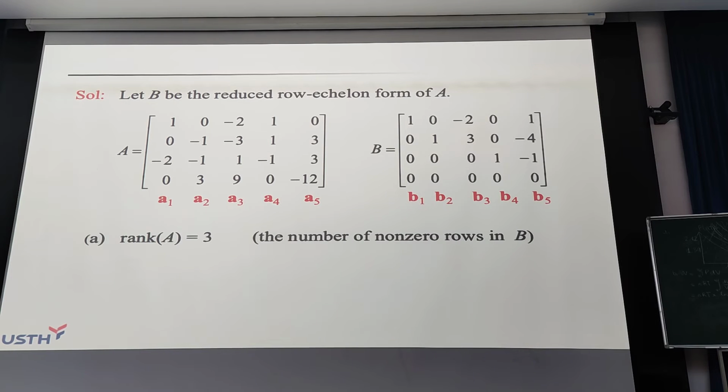Those are the columns containing the leading one. Then that will give you the rank of A. The rank of A equals 3, because we have 3 non-zero rows in B. That is the first one. And because of that, the nullity of A will be n minus rank, that is 5 minus 3 equals 2.